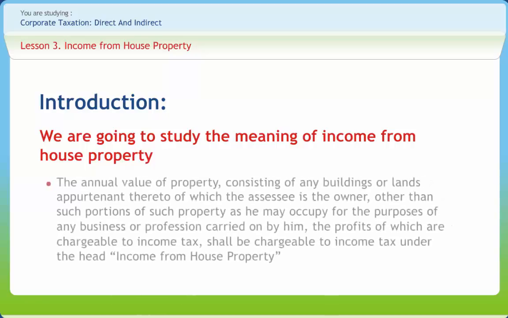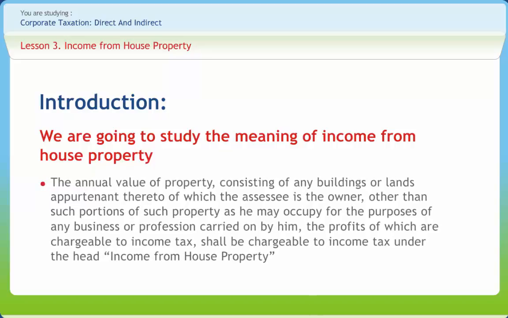The annual value of property consisting of any buildings or lands appurtenant thereto of which the assessee is the owner, other than such portions of such property as he may occupy for the purposes of any business or profession carried on by him, the profits of which are chargeable to income tax, shall be chargeable to income tax under the head Income from House Property.